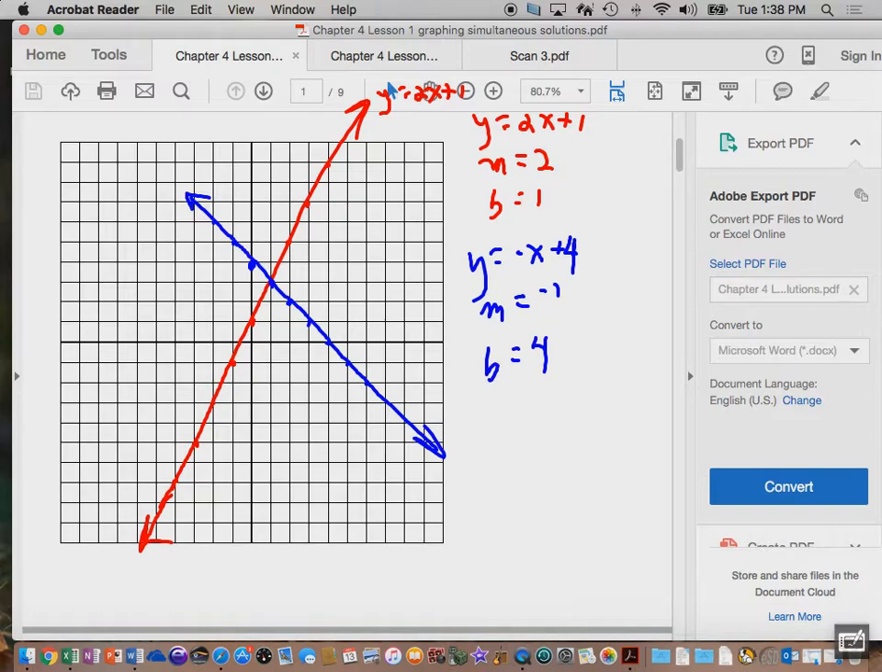Okay, now, was there anything hard about graphing the red line? Have you done it a bunch? Yes. What about the blue line? Should have been done a bunch. Maybe you made a little mistake along the way, but you should have a sense of what to do.